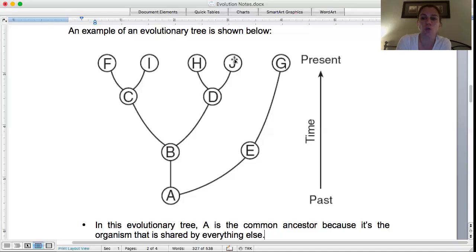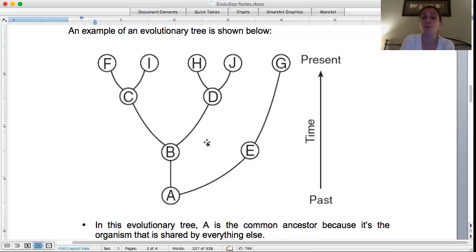When the branches are closer together, that would assume that they have more similar DNA. So J and H here have more similar DNA than I and F over here, okay? Now, to work it backwards, J and H have a common ancestor. Yes, their common ancestor is A, but they have a more recent common ancestor, which is D. Just like F and I have a more recent common ancestor, which is C. Is there a common ancestor between F and J? If you go all the way back, yes, F and J's common ancestor is B.